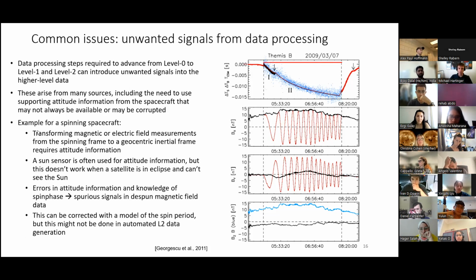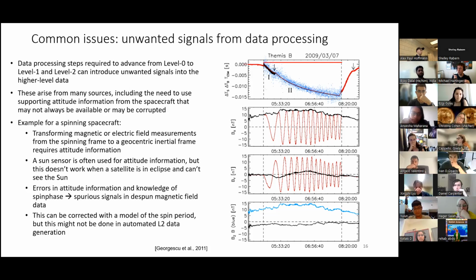So when you transform magnetic or electric field instruments, if you're on a spinning satellite, this only applies to a spinning satellite, when you're transferring them from the spinning frame to a geocentric inertial frame or to a coordinate system you want to work with, like GSM or GSE, you need to have the attitude information. And for example, to get that information, you'll often use a sun sensor. What I mean by attitude information, by the way, is you're spinning around and around, and you need to have some fixed reference for where your spin phase is, or where your fluxgate magnetometer boom is pointing at any given time.